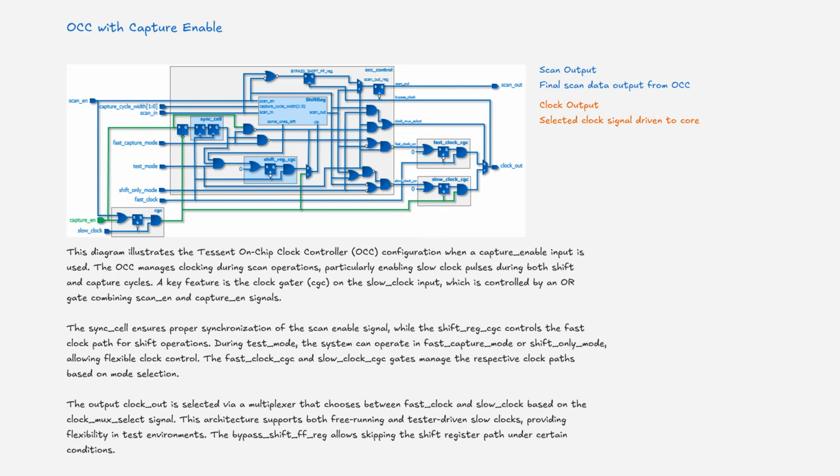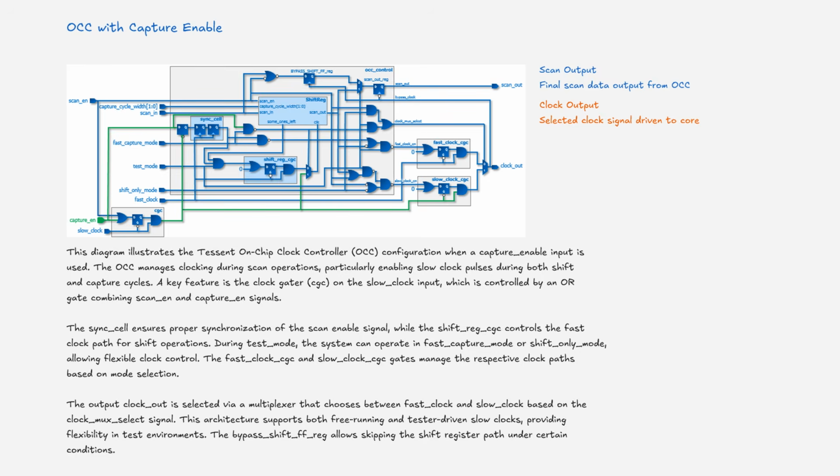This diagram illustrates the Tessent On-Chip Clock Controller configuration when a capture-enable input is used. The on-chip clock controller manages clocking during scan operations, particularly enabling slow clock pulses during both shift and capture cycles. A key feature is the clock gator on the slow clock input, which is controlled by an OR gate combining scan enable and capture enable signals.